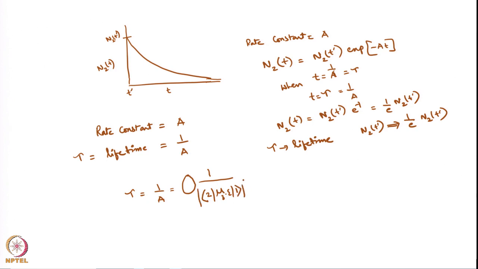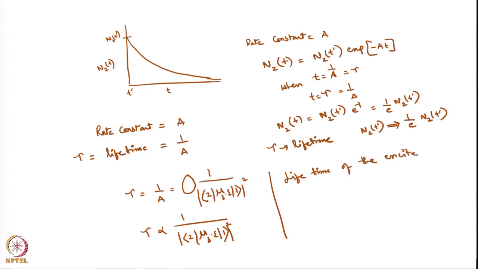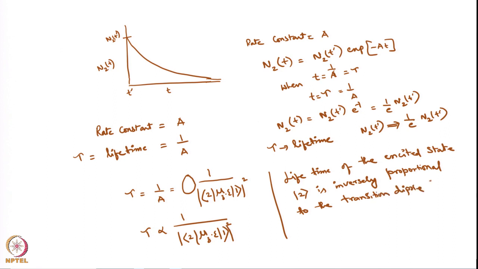1 whole square. So one can think of the radiative lifetime tau as proportional to, because these are all constants, 1 over 2 mu z 1. So what is that? So the lifetime of the excited state, in this case that is 2, is inversely proportional to the transition dipole square.